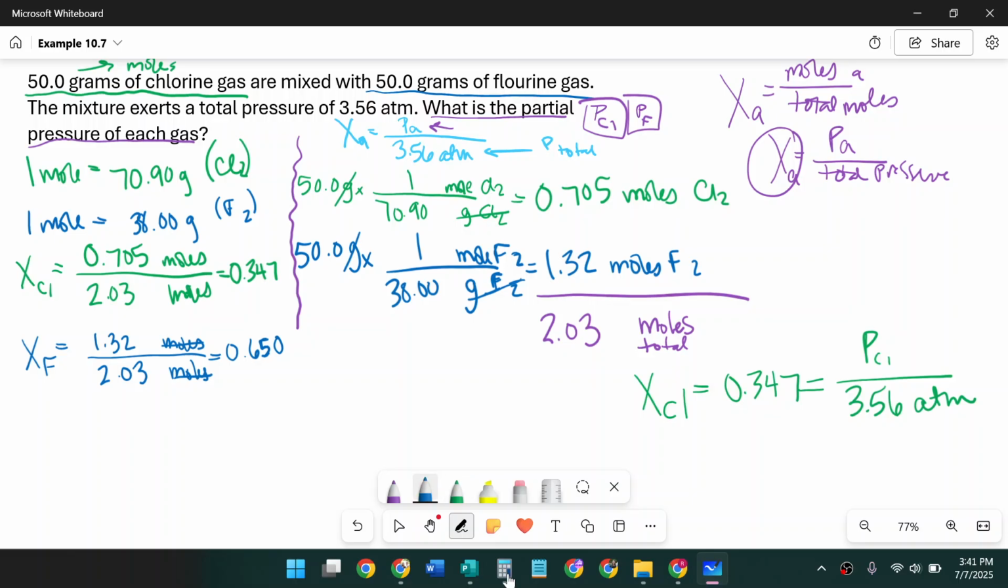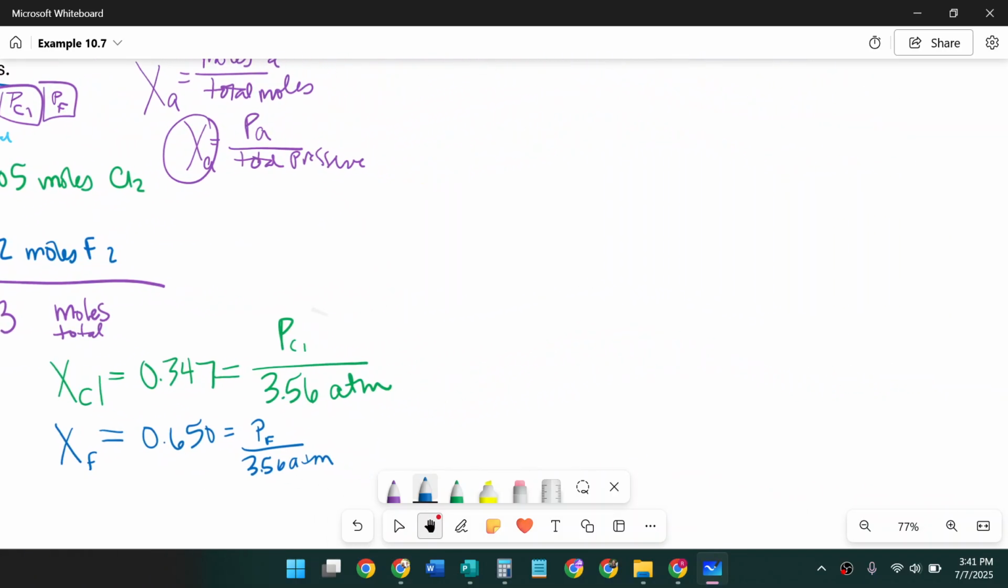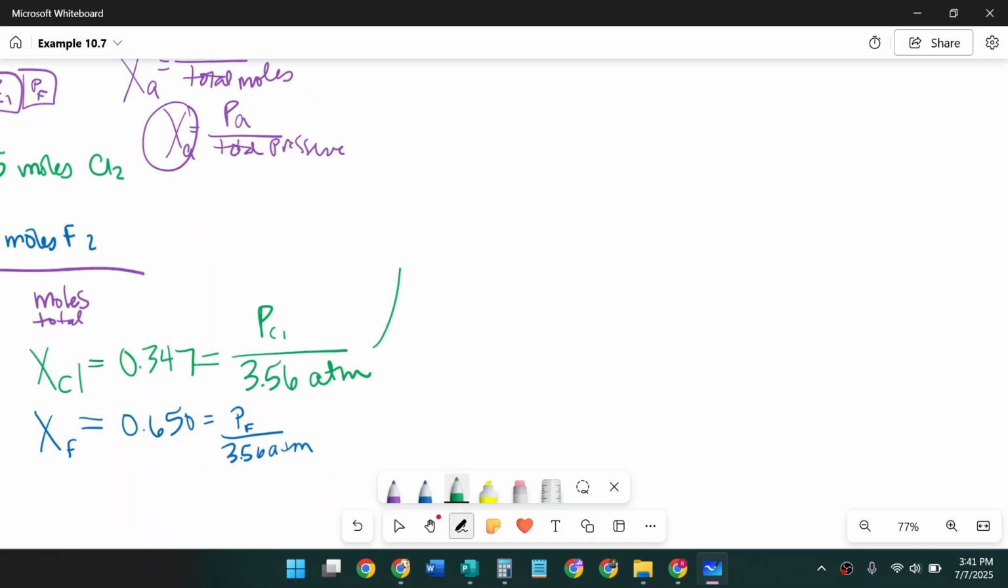And then we also have that the mole fraction for fluorine is 0.650, which means that the pressure of fluorine divided by 3.56 atm, the total pressure, is equal to 0.650. We can use that to find the partial pressures. What we want is the P with the little Cl and the P with the F, and so we can just rearrange these. So let's move over to the side so we have a little bit more room to work. We're going to work on chlorine first.